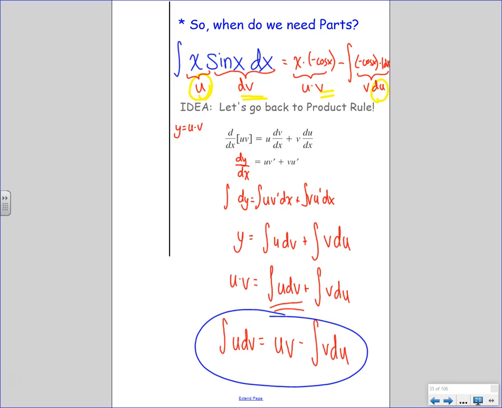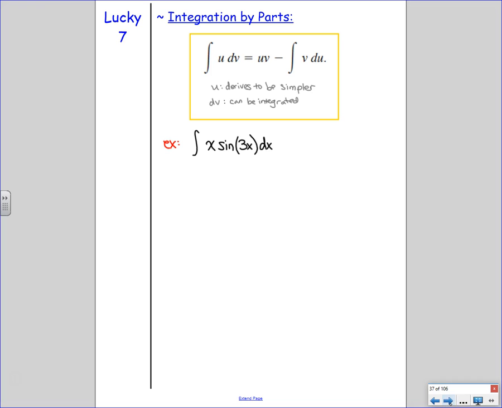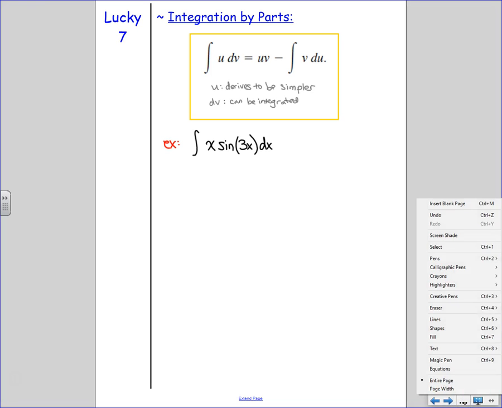Okay, so long story short, u is something that derives to be simpler, and dv is something that can be integrated. Okay. Oh, I didn't end up using that page. So, guys, does this make sense?